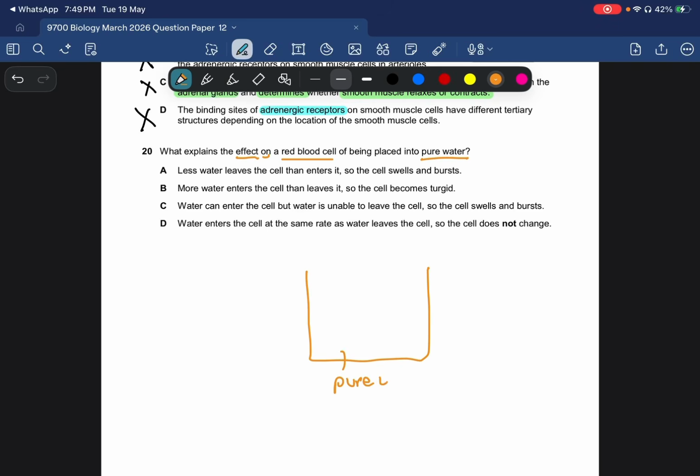You have pure water. By the way, what's the water potential of pure water? Half of the students don't know this. The water potential of pure water is 0 pascal or 0 kilopascal. Why is that? Water potential can never be positive. You can never have something which has a water potential of +3 or +47 or +67 kilopascal. It's not possible.